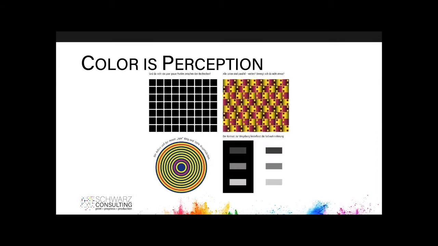Stuff like this. On the upper left you see dots, and there is nothing. On the upper right the lines are straight, and they don't look straight, and stuff like that. So this is all stuff that happens in our brain.